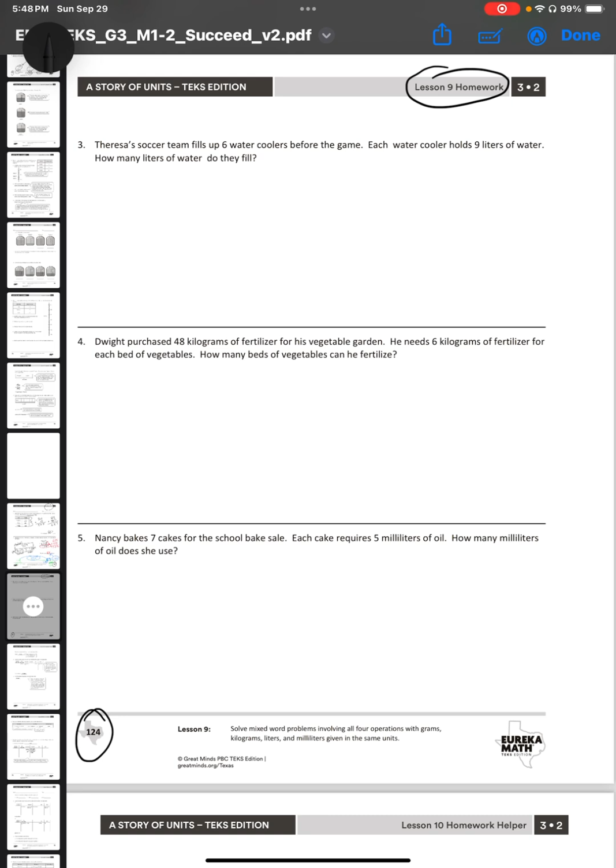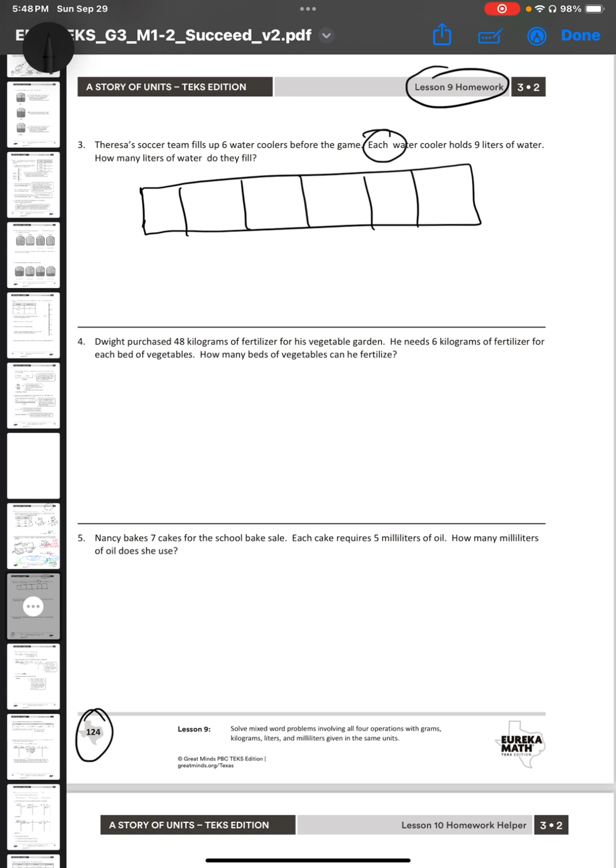So problem 3 here at the top. Teresa's soccer team fills up 6 water coolers before the game. I can stop right there and draw what I know. I know there are 6 water coolers. I'm going to make a strip diagram with 6 sections. To get 6 sections on a strip diagram, you must draw a long skinny rectangle and draw 5 vertical lines.